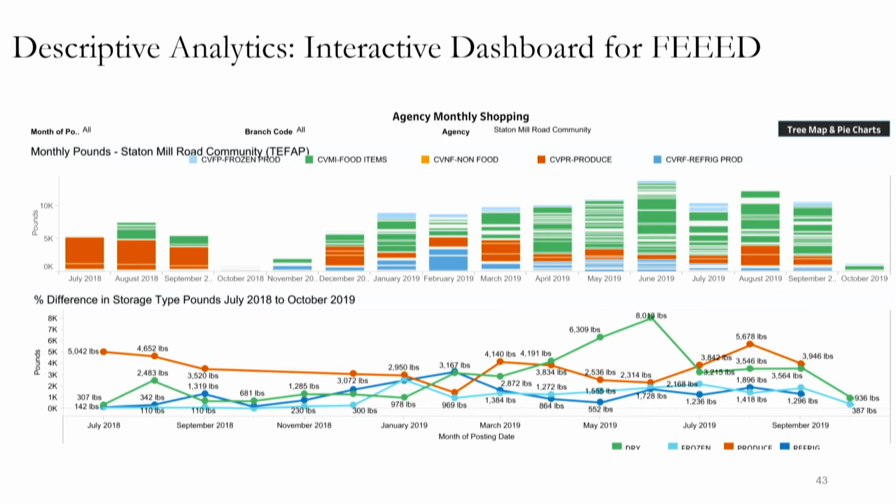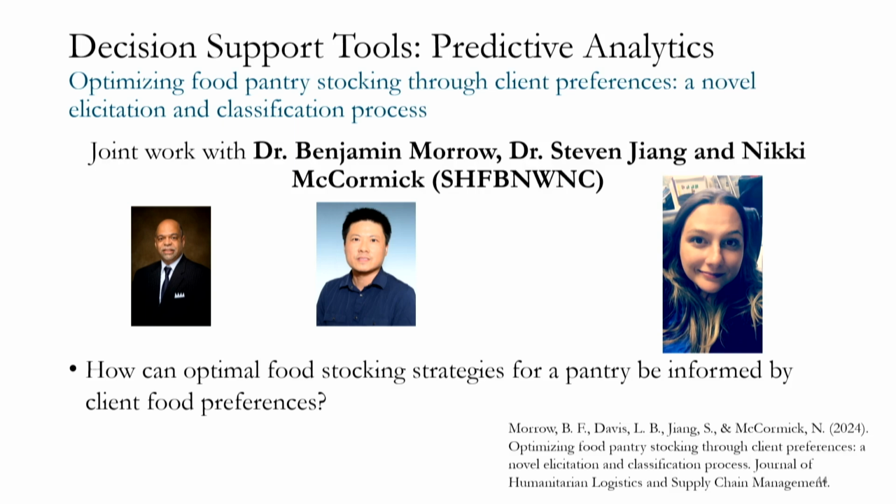Here's just an example of a agency monthly shopping interactive dashboard. So decision makers at food bank can select a particular partner agency and look at their shopping behavior over time, what type of food they wanted, and at which month. The bottom chart also provide those interactive features where if you hover over a particular data point, you will see the percentage of difference in terms of the storage type pounds comparing with the previous time period. So this is a quick example of a descriptive analytics. I'm going to give it to Lauren.